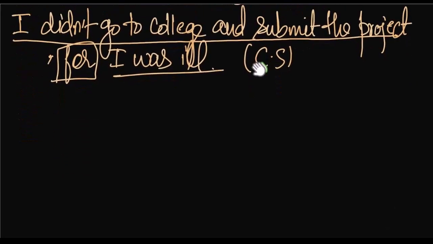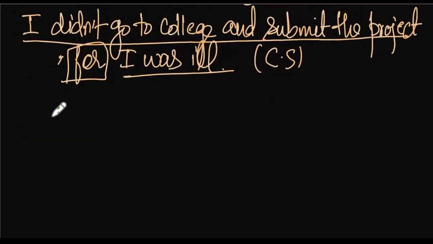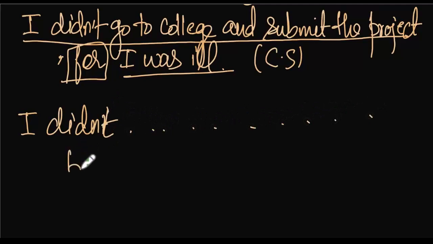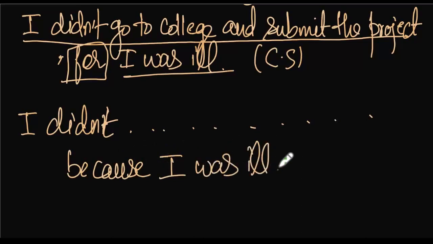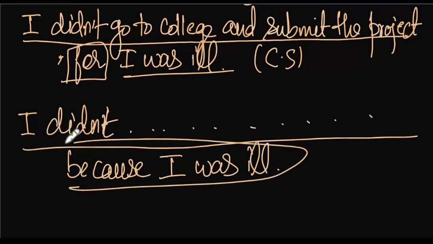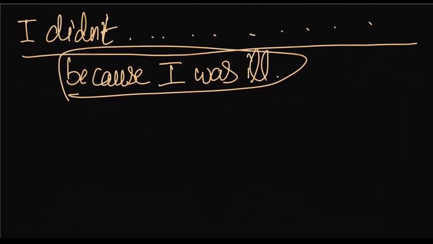We can also change it into a complex sentence. For example, all I have to do is I have to change this conjunction into because. I didn't go to college and submit the paper because, and I would not need a comma here, because I was ill. That's all I have to do, right? Now it is a complex sentence, right? It has an independent clause and a dependent clause, right? This is what a complex sentence is. I can change it into a compound complex as well. So I can say a compound complex sentence has at least two independent clauses and one or more dependent clauses.